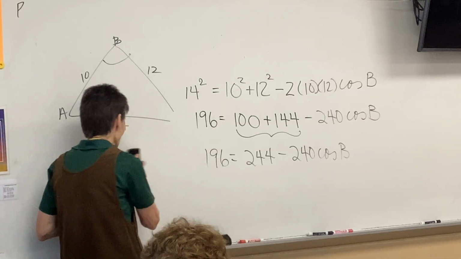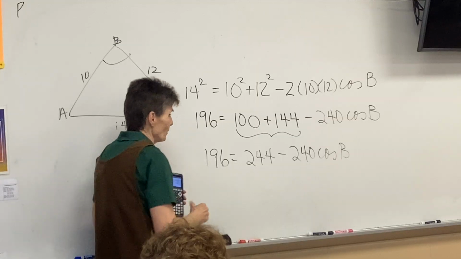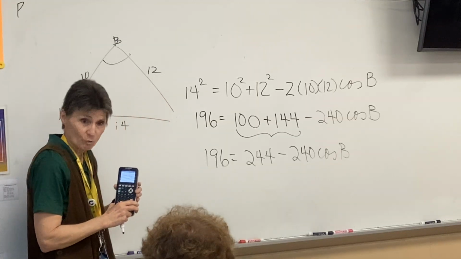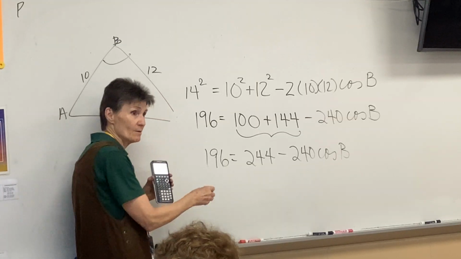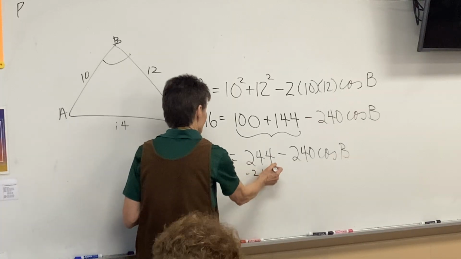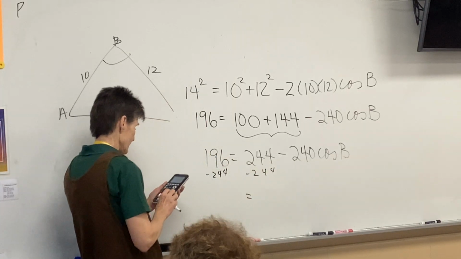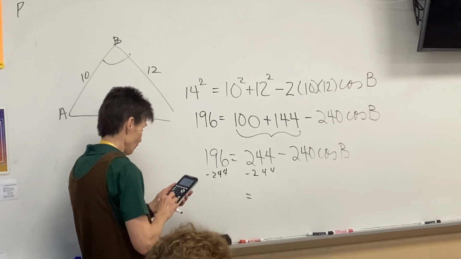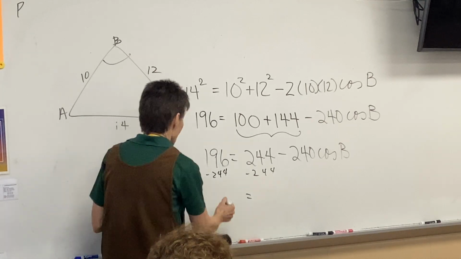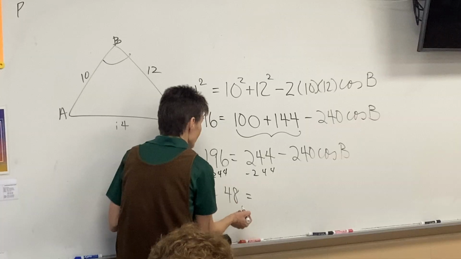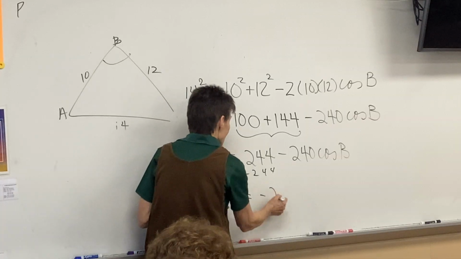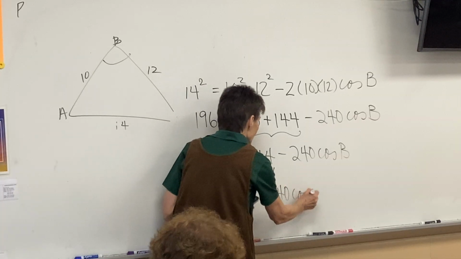What can I do that I have to solve? What could I do with that? Subtract the 244 to the other side. Alright, so 196 minus 244. So I got negative 48 equals negative 240 cosine B.